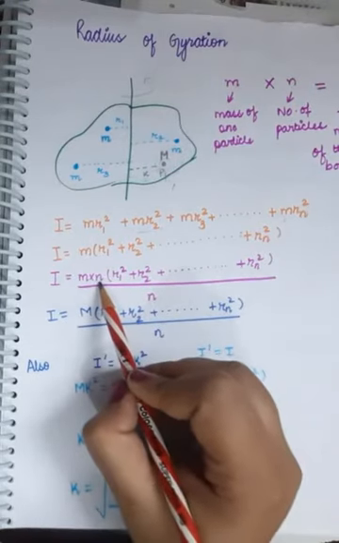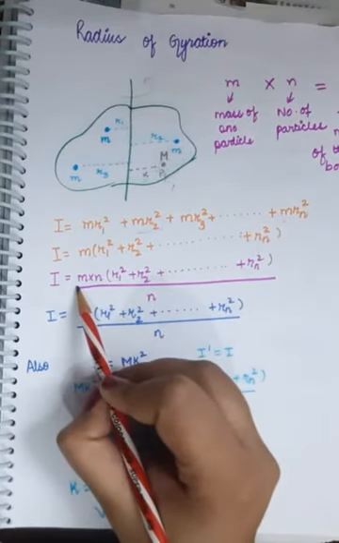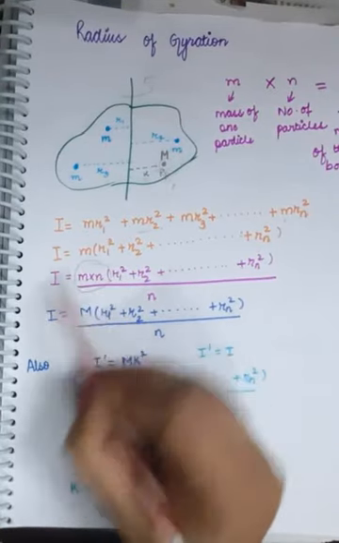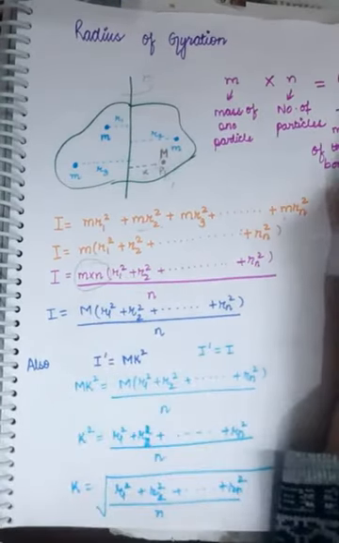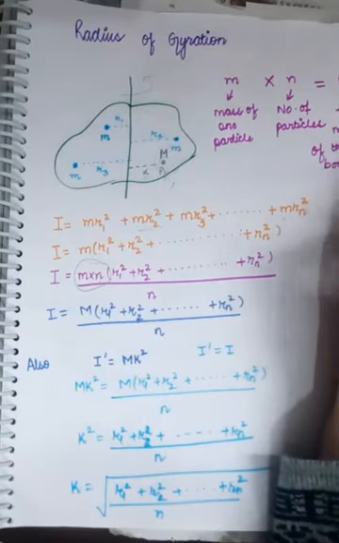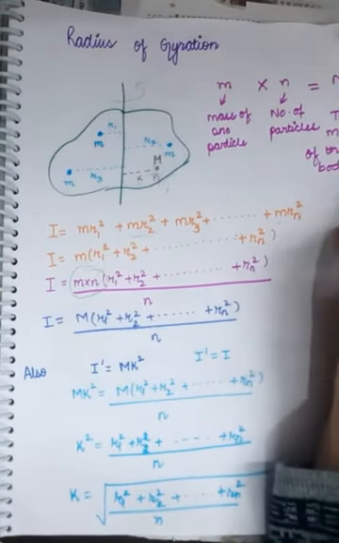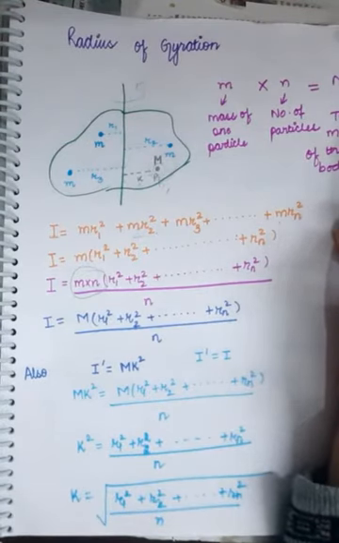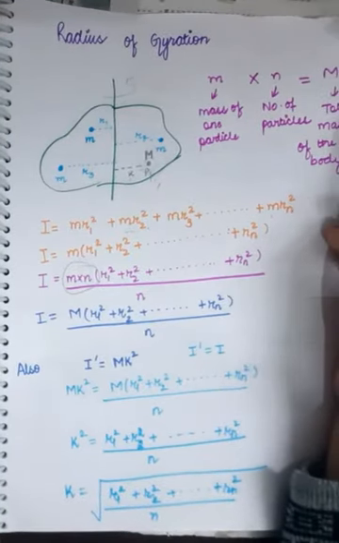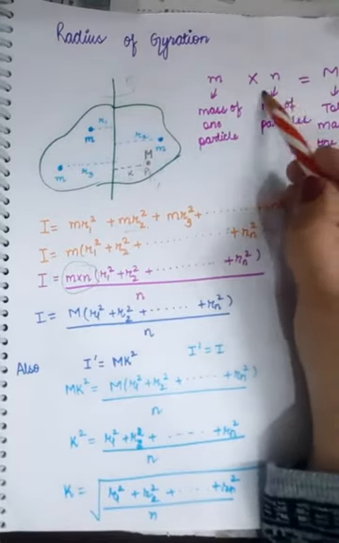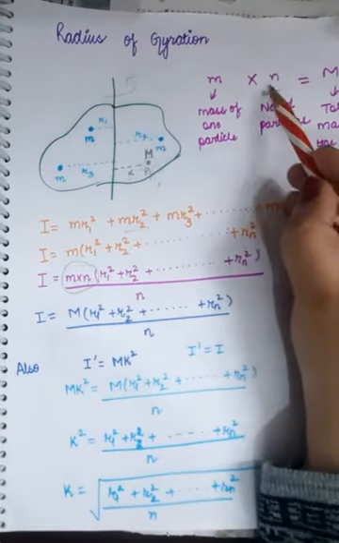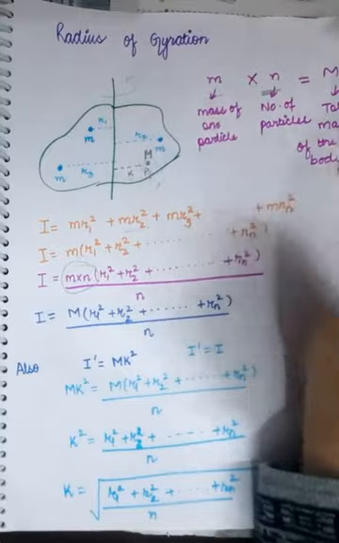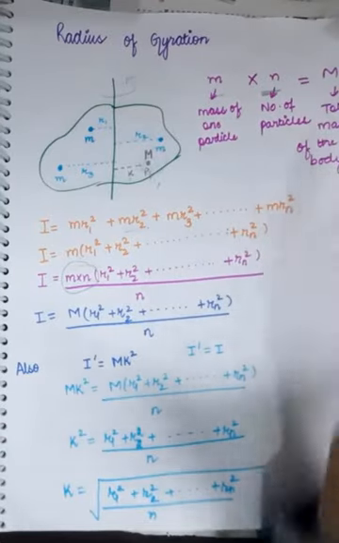There are n number of particles and each particle has mass small m. So when you multiply it, you are going to get capital M, which is the total mass of the body. n is the number of particles and the mass of one particle is small m, so the total mass is capital M.